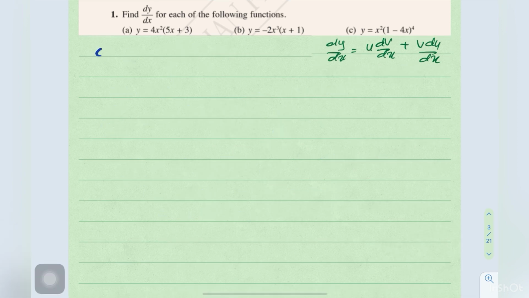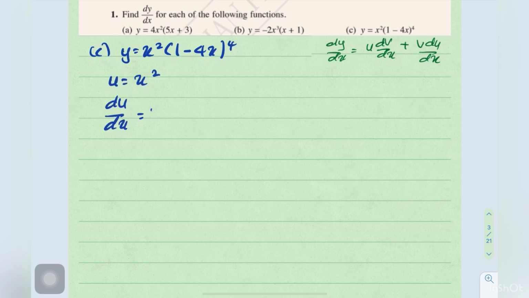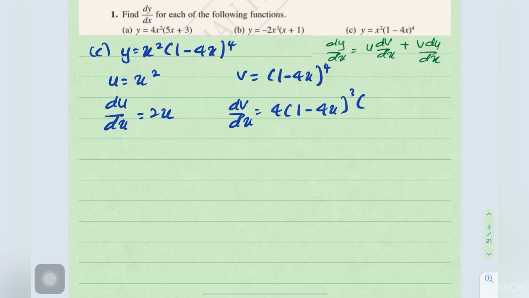Then question c. y equals x squared times (1 minus 4x) to the power of 4. Okay, so this one is actually a combination of the product rule and a composite function. So u is x squared, du/dx equals 2x. v equals (1 minus 4x) to the power of 4, dv/dx equals 4(1 minus 4x) to the power of 3 times negative 4. Okay, so we simplify, we get negative 16(1 minus 4x) cubed.